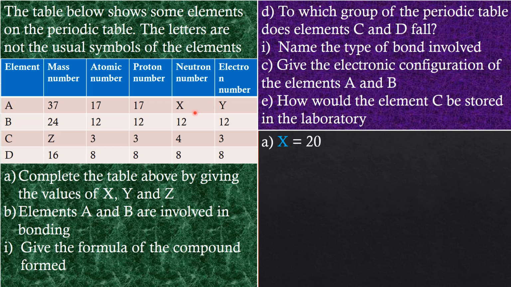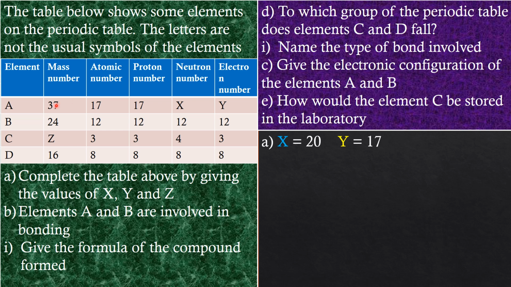Great. Then to get Y, the number of electrons, keep in mind that for any element or atom, friends, the number of electrons has to be the same as the number of protons, which has to be the same as the atomic number. It therefore means that our Y has to be 17.